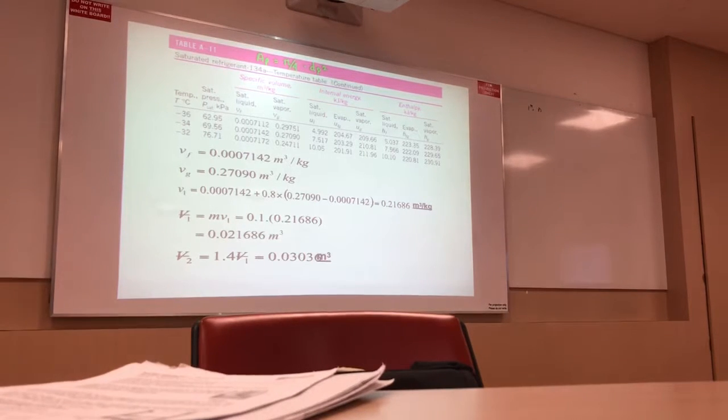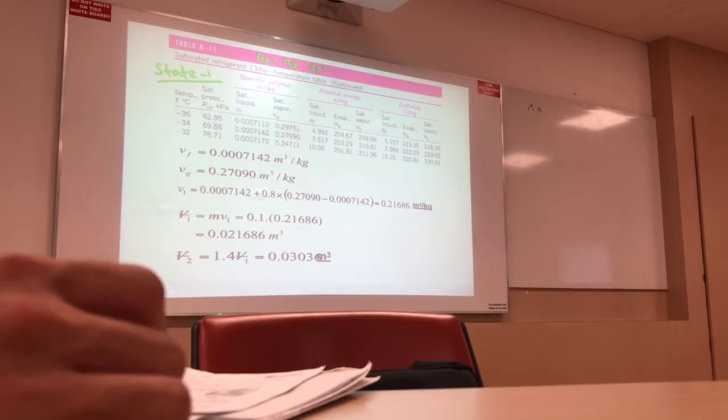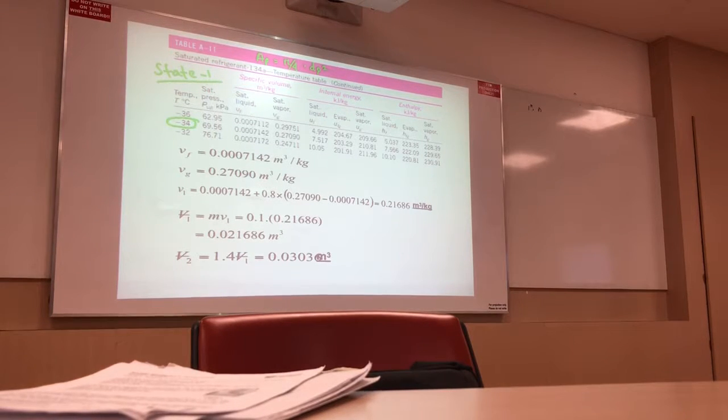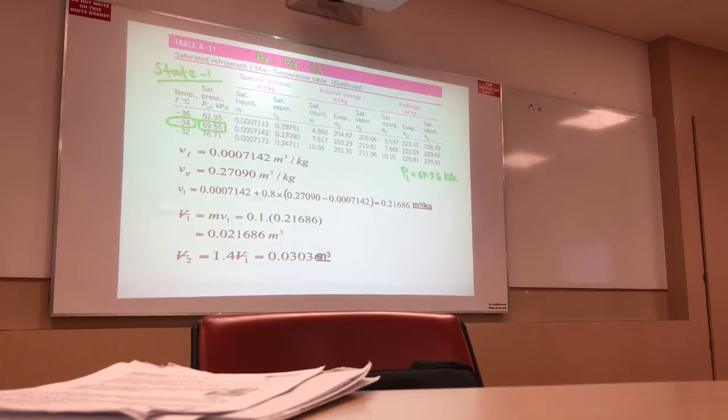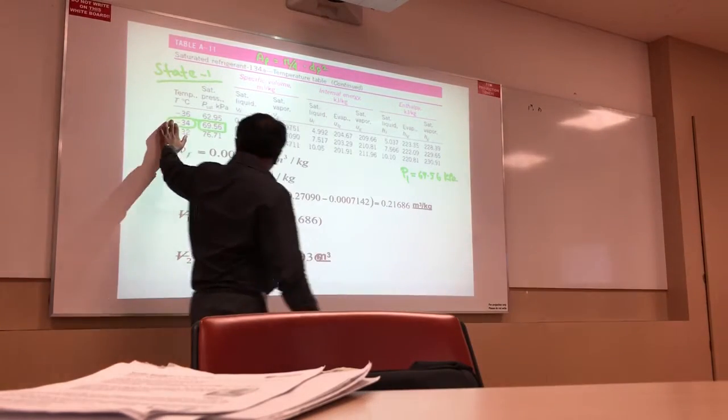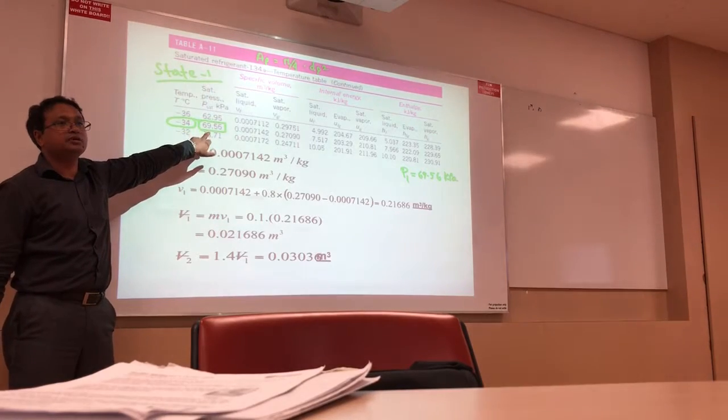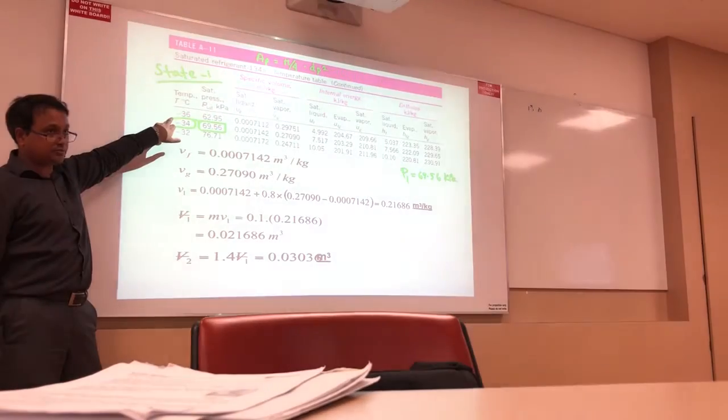Good. So what is state 1? Now I am putting the values. State 1 is a saturated liquid-vapor mixture at the temperature of minus 34. What is the saturation pressure? 61.56, is equivalent to initial pressure, 69.56. This is the initial pressure, because the temperature is given at minus 34 degrees Celsius, so the initial pressure is the saturation pressure with respect to this temperature.